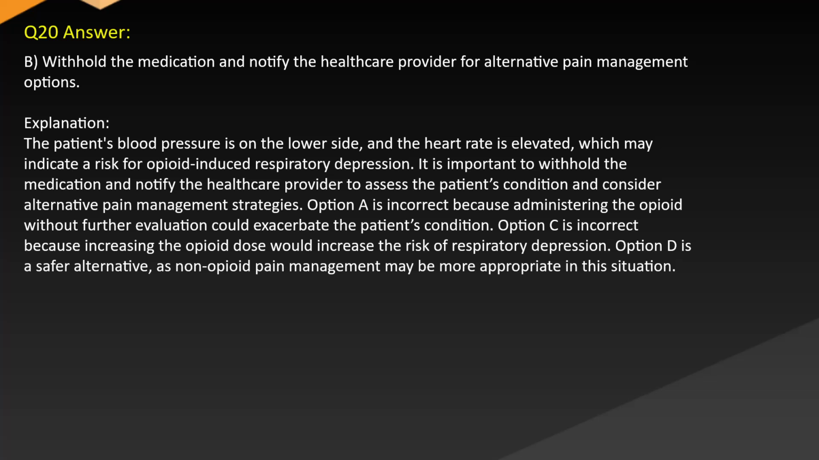pain management strategies. Option A is incorrect because administering the opioid without further evaluation could exacerbate the patient's condition. Option C is incorrect because increasing the opioid dose would increase the risk of respiratory depression. Option D is a safer alternative as non-opioid pain management may be more appropriate in this situation.